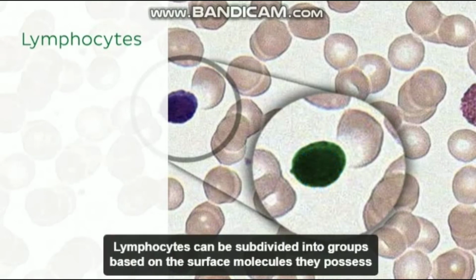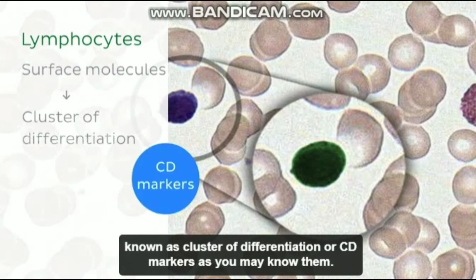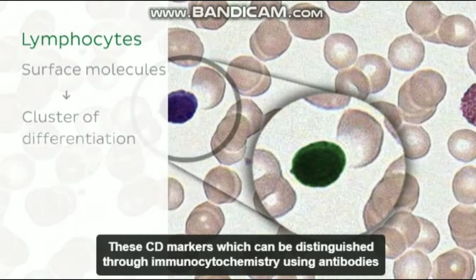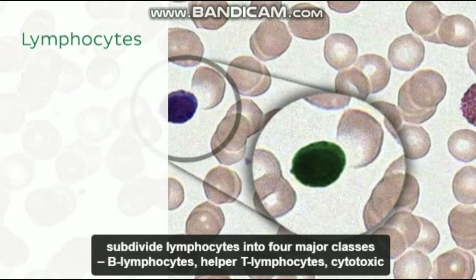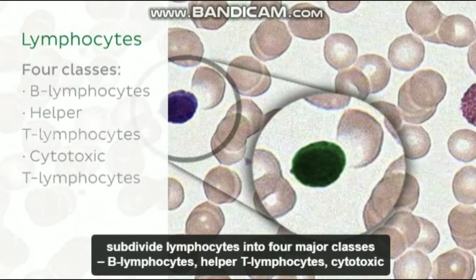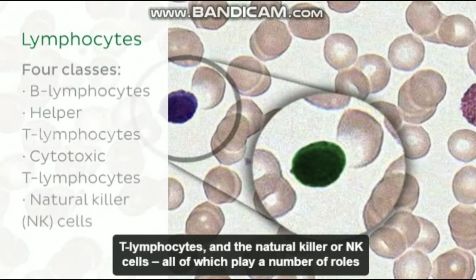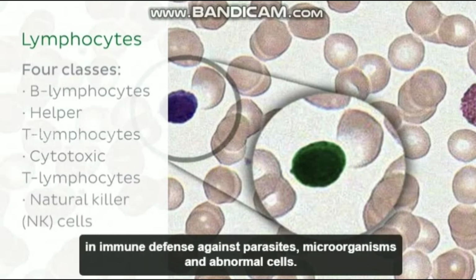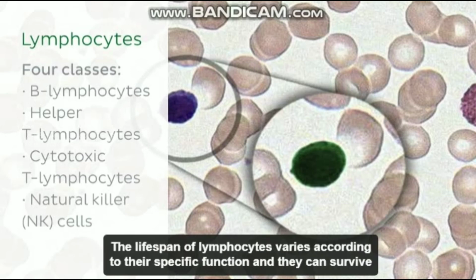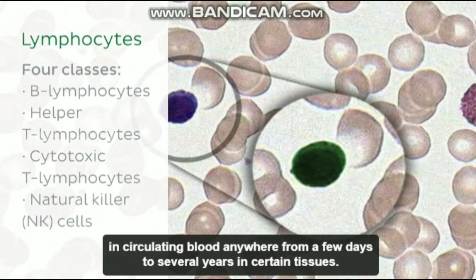Lymphocytes can be subdivided into groups based on the surface molecules they possess, known as cluster of differentiation, or CD markers, as you may know them. These CD markers, which can be distinguished through immunocytochemistry using antibodies, subdivide lymphocytes into 4 major classes: B lymphocytes, helper T lymphocytes, cytotoxic T lymphocytes, and natural killer or NK cells, all of which play a number of roles in immune defense against parasites, microorganisms, and abnormal cells. The lifespan of lymphocytes varies according to their specific function, and they can survive in circulating blood anywhere from a few days to several years in certain tissues.